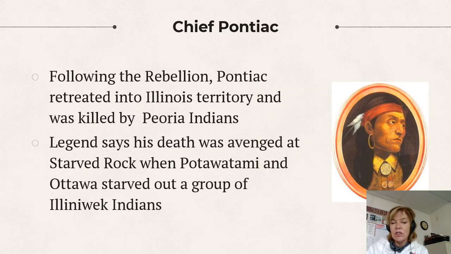Okay, so this right here is Chief Pontiac. He kind of goes down in American lore. After the rebellion, he ends up going and retreating here to Illinois, but he's killed by some Peoria Indians. And if you've ever been to Starved Rock, the legend has it that in retaliation for killing him, some Indians were kind of starved out on this rock, on what is now Starved Rock, and that's why they call it that. Whether it's true or not, we don't know, but it's kind of a cool story.